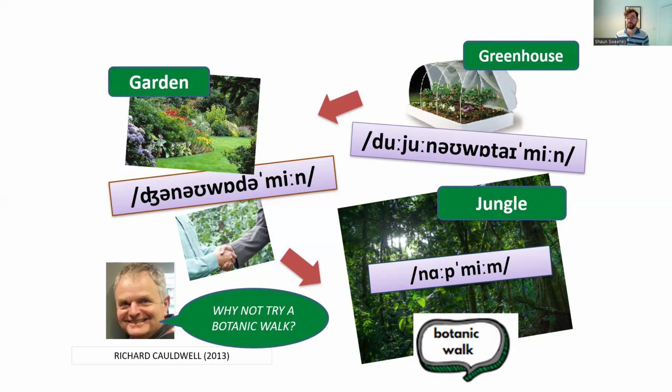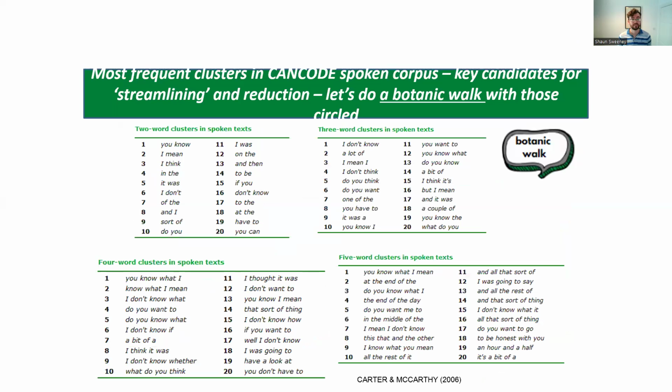And you might take a phrase from whatever listening you've done, and take it on a botanic walk. Let's do that with a few multi-word clusters. This slide is my favorite appendix from a book. Do you have a favorite appendix? This is my favorite appendix. It's from my favorite grammar book, actually, Carter and McCarthy, Cambridge Grammar of English, very much based on corpus, as they all are really now, aren't they? Corpus data, but especially spoken corpora as well.